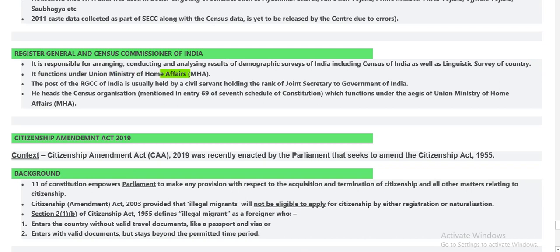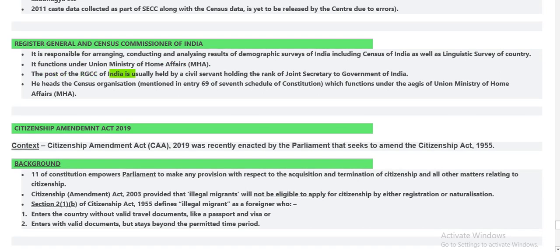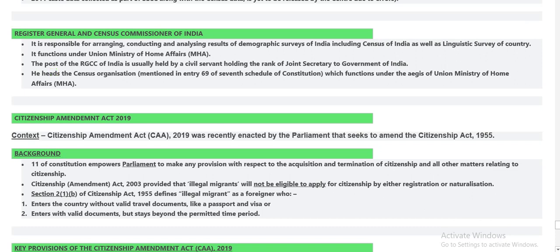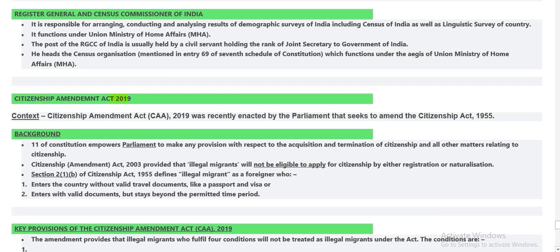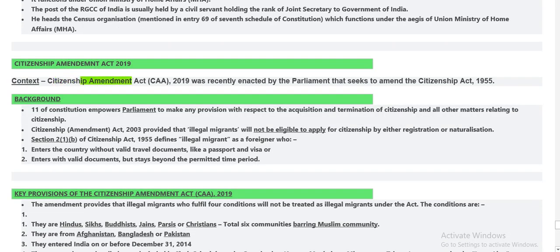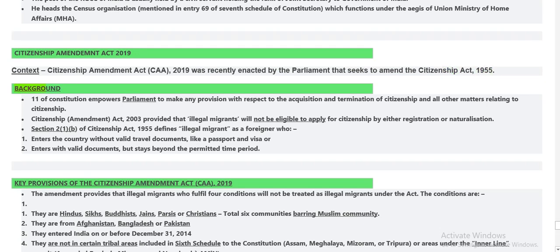Registrar General and Census Commissioner of India. It is responsible for arranging, conducting and analysing results of demographic surveys of India, including Census of India as well as Linguistic Survey of Country. It functions under Union Ministry of Home Affairs, MHA. The post of the RGCC of India is usually held by a civil servant holding the rank of Joint Secretary to Government of India. He heads the census organization, mentioned in Entry 69 of 7th Schedule of Constitution, which functions under the aegis of Union Ministry of Home Affairs, MHA.